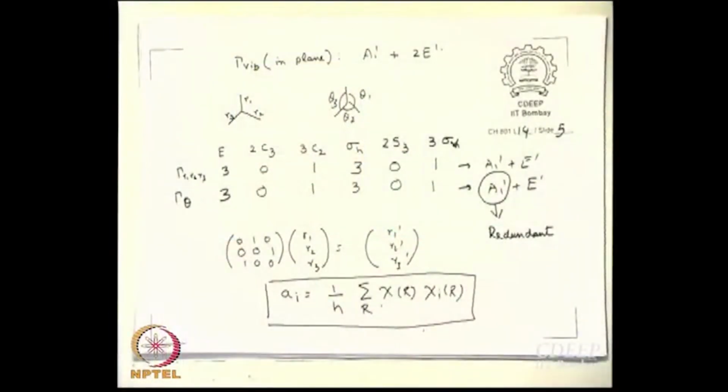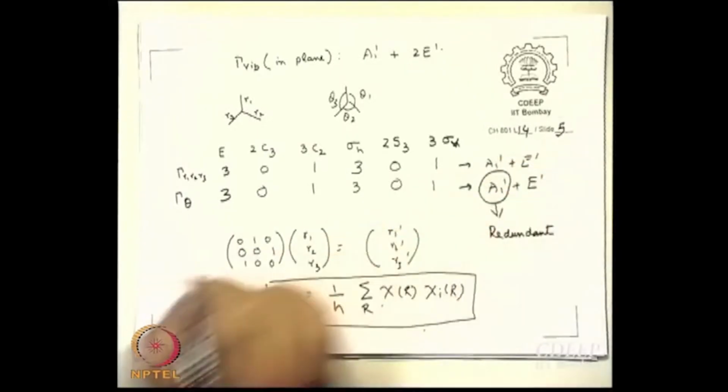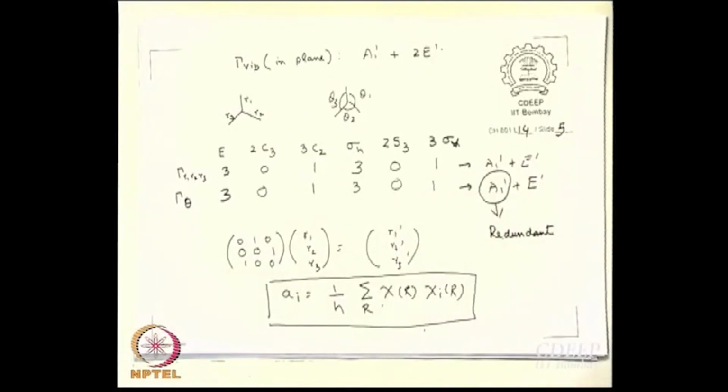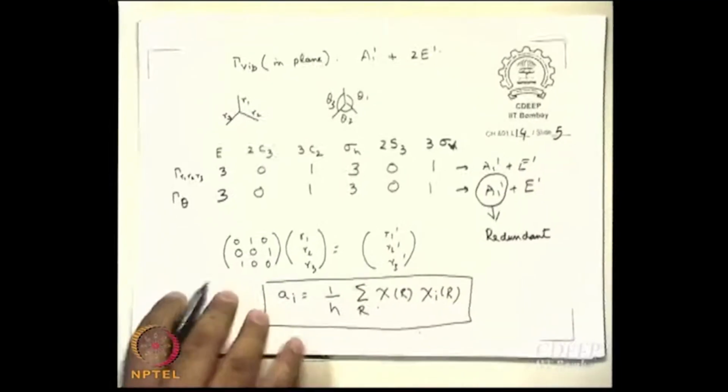Okay. So, what have we learnt so far? We have learnt that A2 double dashed is the out of plane motion. We have learnt that this A1 dashed is a symmetric stretch. So, at least two of these normal modes can be identified unambiguously, right?